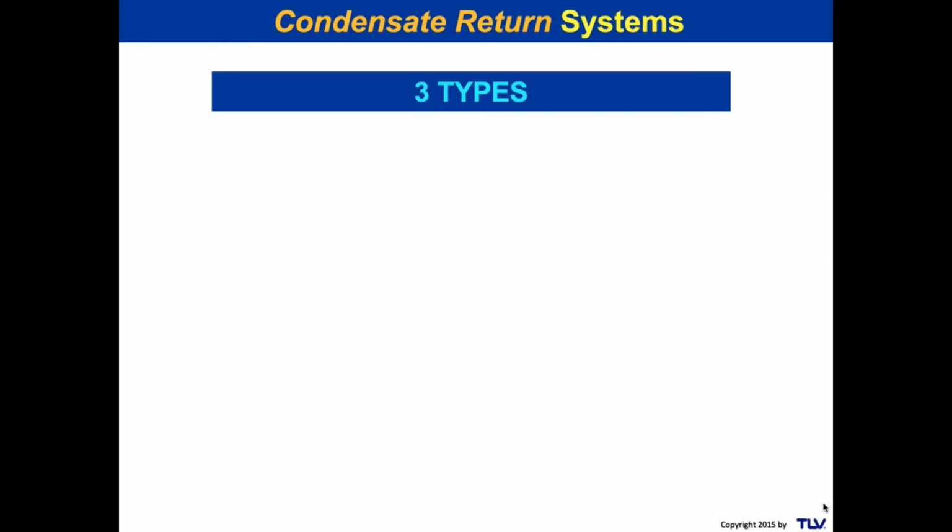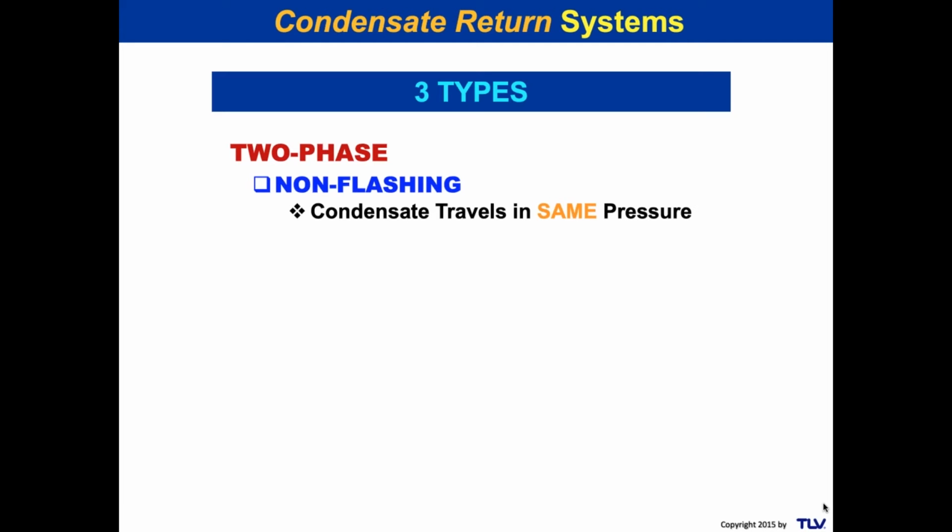So let's take a look at condensate return systems. There are 3 types. There's a 2-phase system, which is non-flashing. That means the condensate is traveling at the same pressure. This is basically the steam and condensate that's traveling to a steam trap from a piece of equipment.